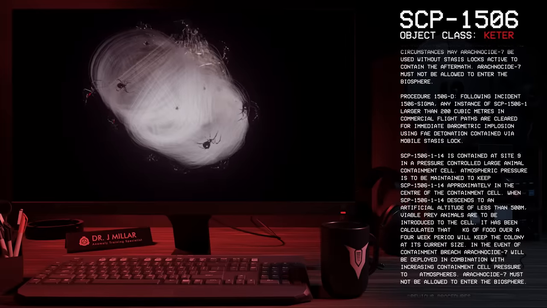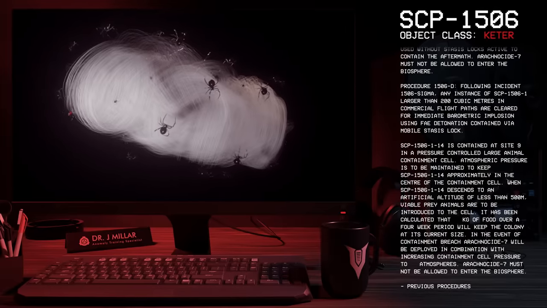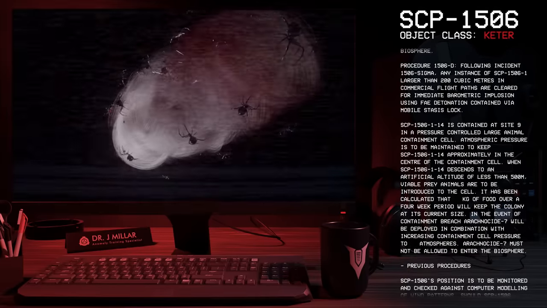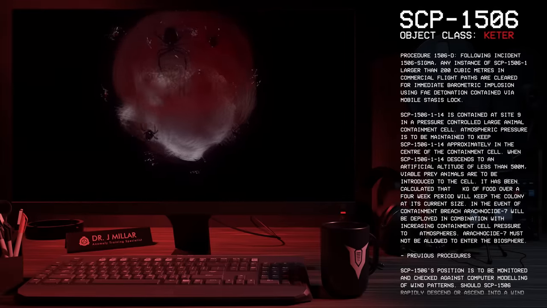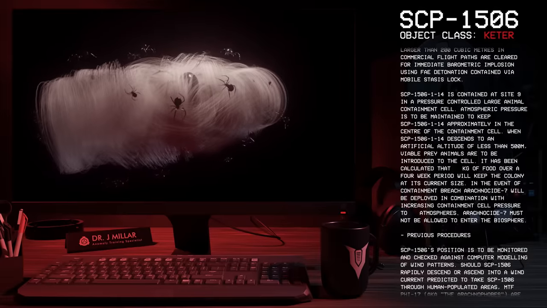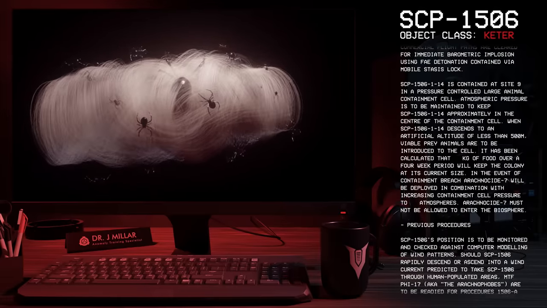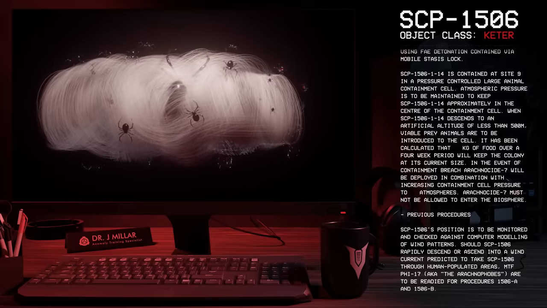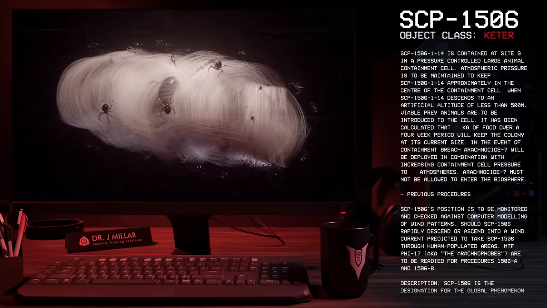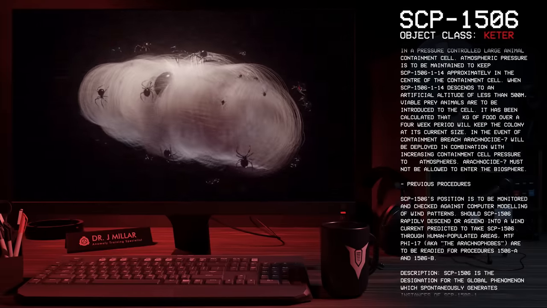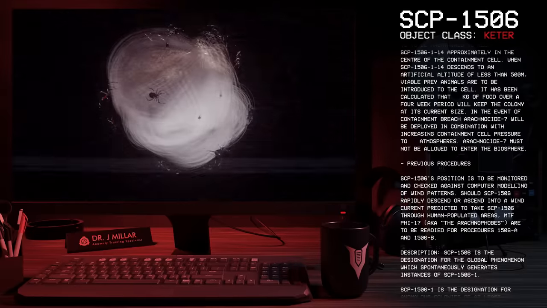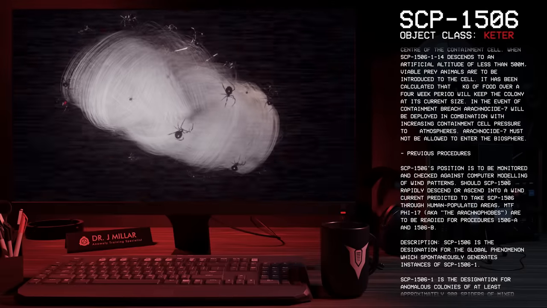SCP-1506-1-14 is contained at Site 9 in a pressure-controlled large animal containment cell. Atmospheric pressure is to be maintained to keep SCP-1506-1-14 approximately in the center of the containment cell. When SCP-1506-1-14 descends to an artificial altitude of less than 500 meters, viable prey animals are to be introduced to the cell. It has been calculated that kilograms of food over a four-week period will help keep the colony at its current size. In the event of containment breach, Arachnocide 7 will be deployed in combination with increasing containment cell pressure to atmospheres. Arachnocide 7 must not be allowed to enter the biosphere.